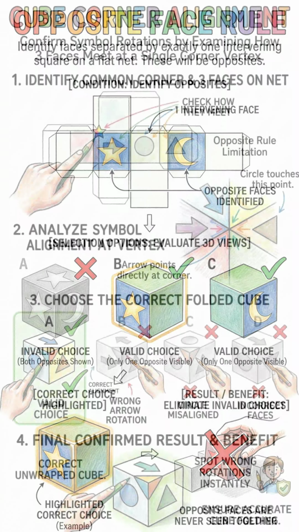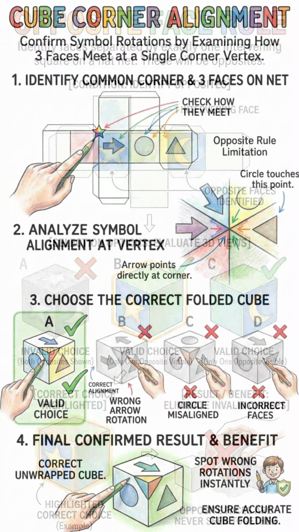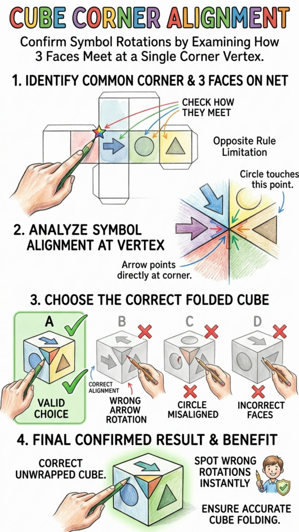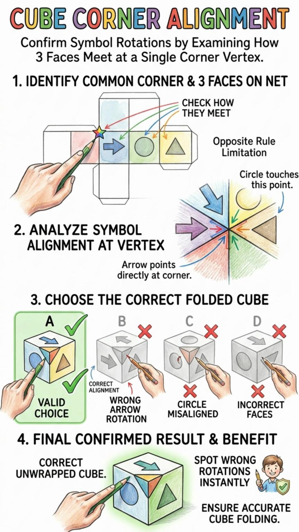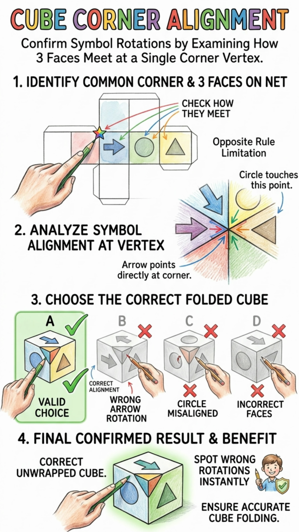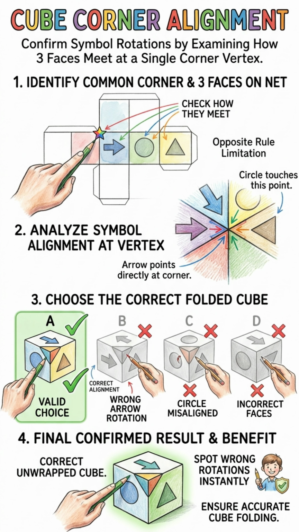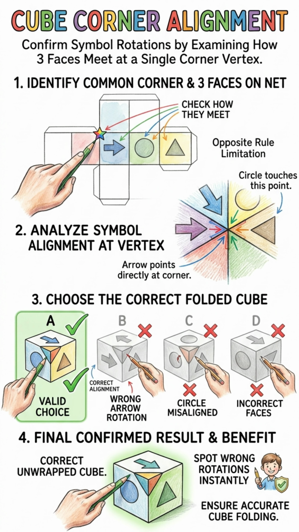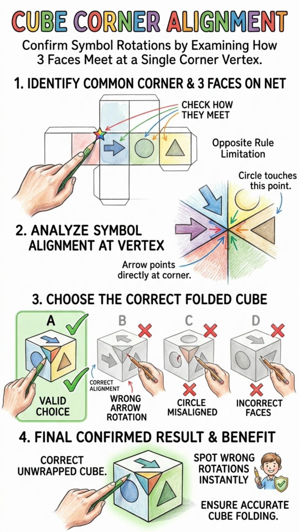When the opposite face rule is not enough to eliminate all incorrect answers, you must look at how three faces meet at a single corner vertex. Choose three faces that share a common corner on the flat net, and carefully analyze how their internal symbols align at that shared point. For instance, if the point of an arrow on one face points directly at the corner where a circle face touches it, that exact alignment must be preserved on the folded cube. Using corner point alignment allows you to spot incorrect rotations of individual faces almost instantly.